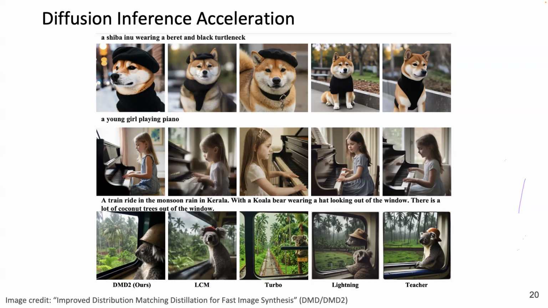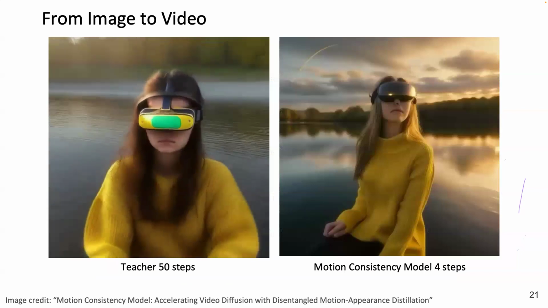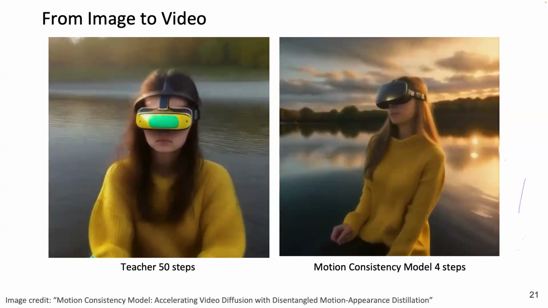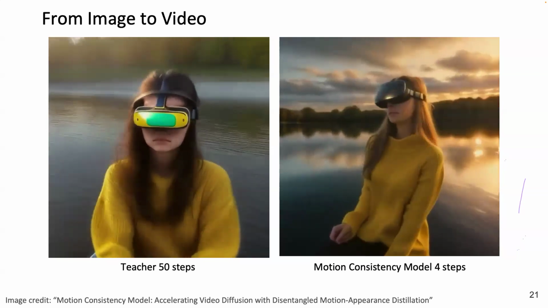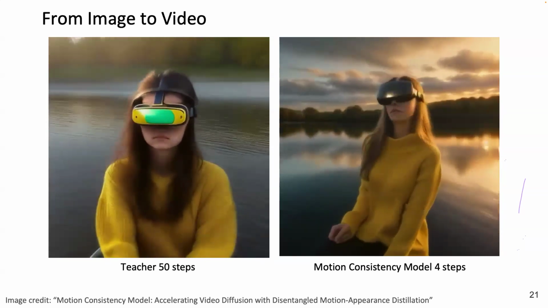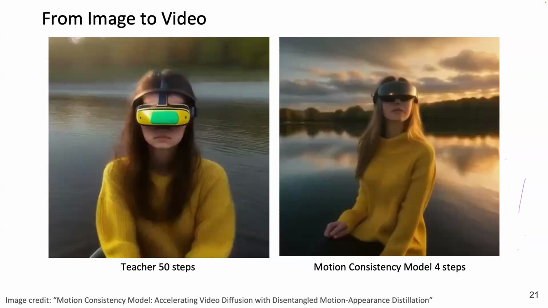Oh, sorry, inference steps. And also inspired by the success of image diffusion distillation, recent work has also started to explore ways to do distillation for inference speed up for video diffusion models. The right side is the 4-step generation result from the motion consistency model, and the left side is the 50-step teacher model. We can see the quality is actually quite good also in the video domain.